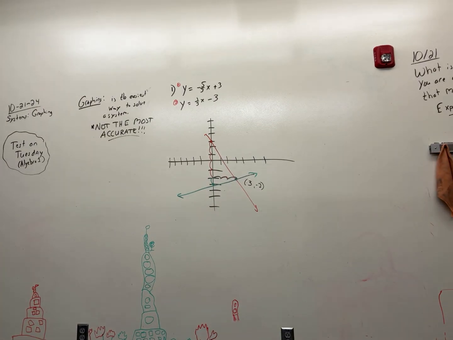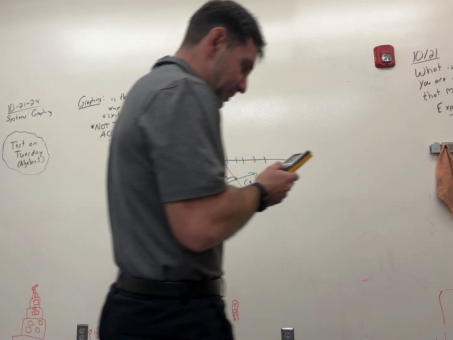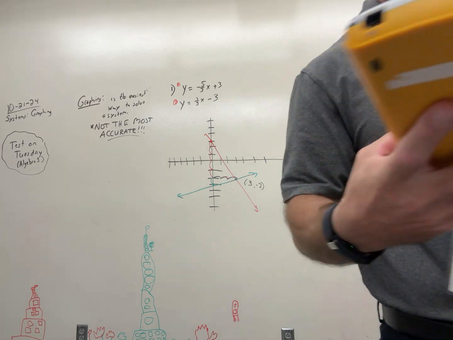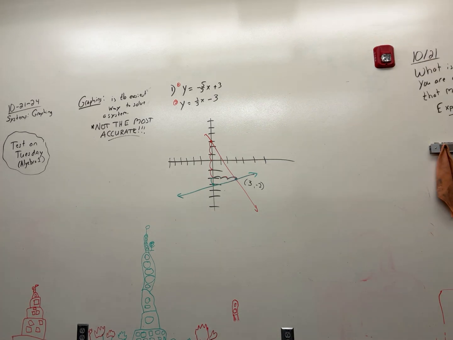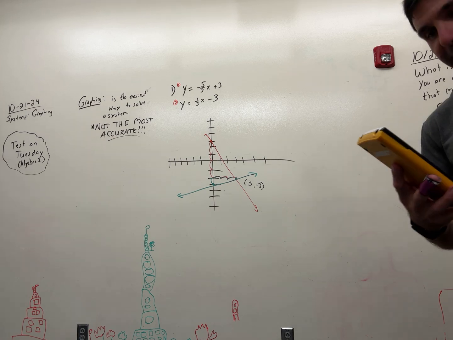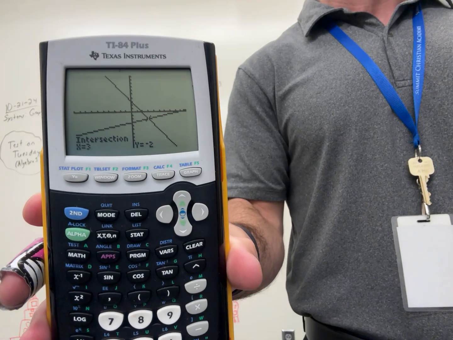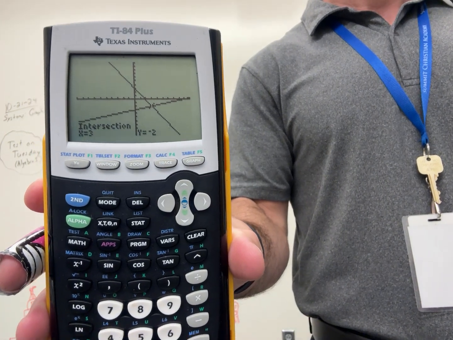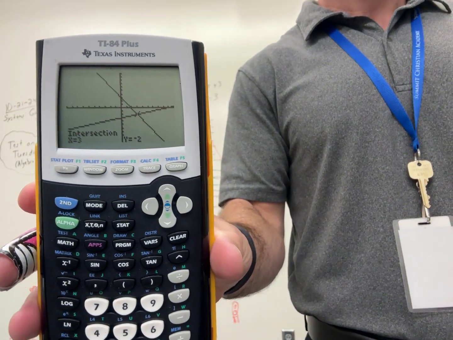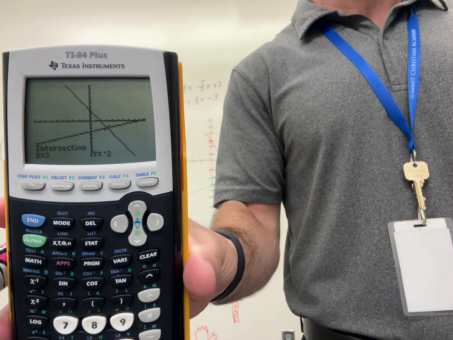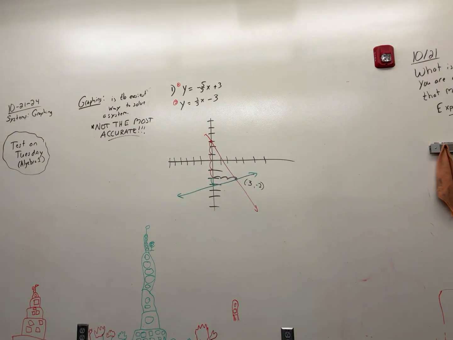Move it down to the intersection. So with your right and left arrows, move it to the intersection. Put it as close as you can on that intersection. Press enter. Notice how at the bottom it says first curve. You press enter. It says second curve. Press enter. It says guess. Press enter. And then it gives you the intersection, which is 3 for x. Y is -2.